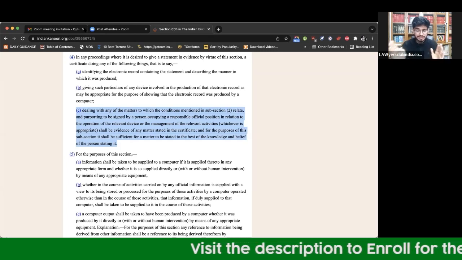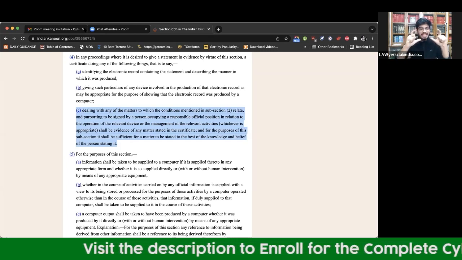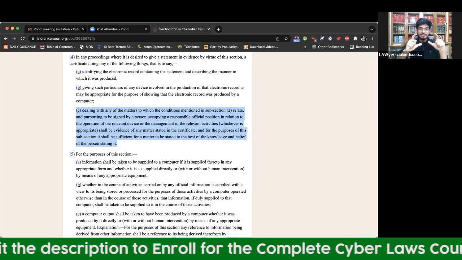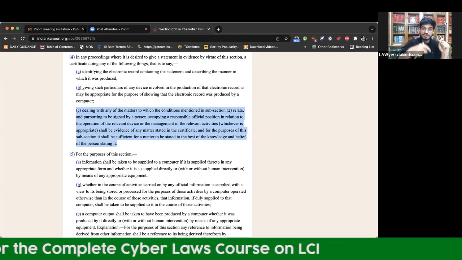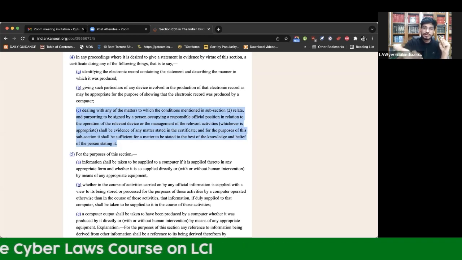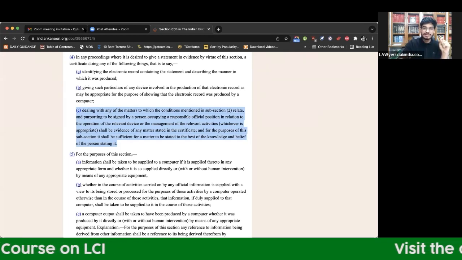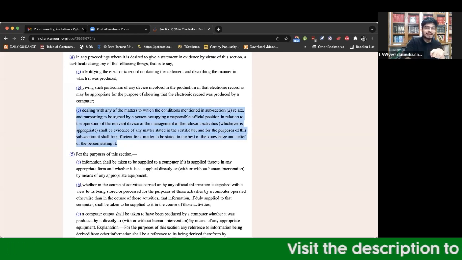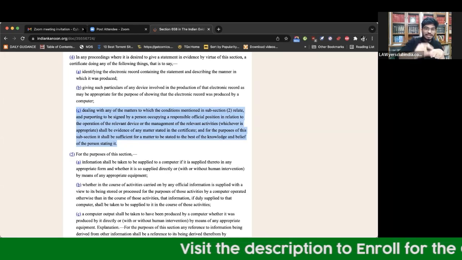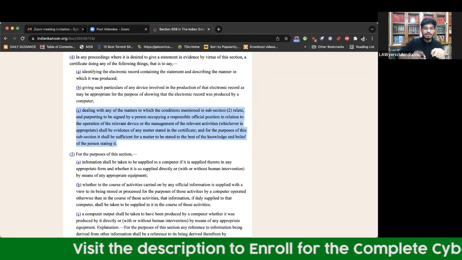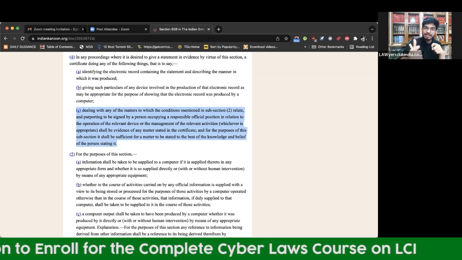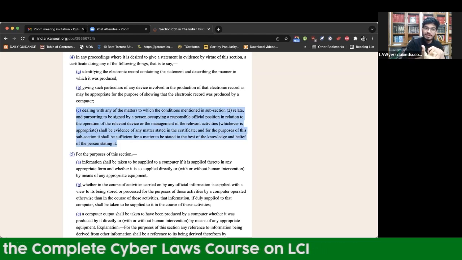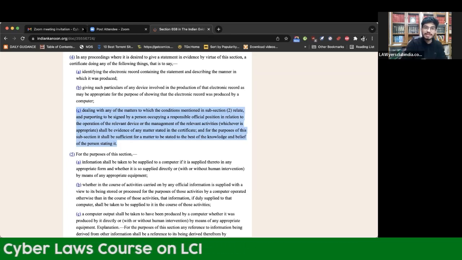Now comes the second part. It says it shall be evidence. It's not may, it's going to be shall. So the court is going to presume it until and unless you rebut it with evidence. This is being explained in Section 4 of the Evidence Act, where you will find may presume, shall presume, and conclusive proof. This comes under shall presume, where until and unless you have rebutted it with some cogent piece of evidence, it will be presumed by the court to be so.